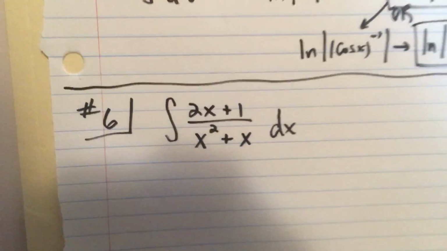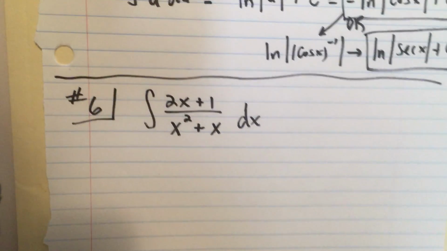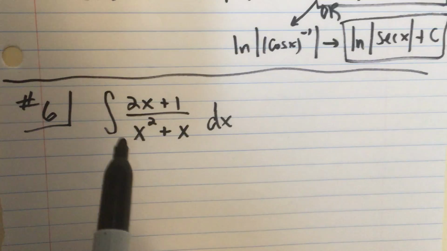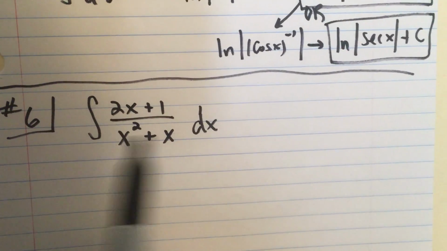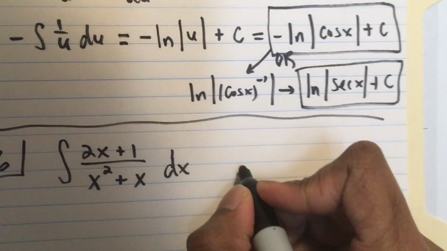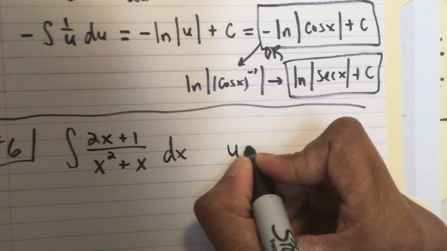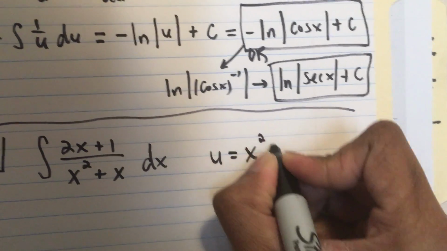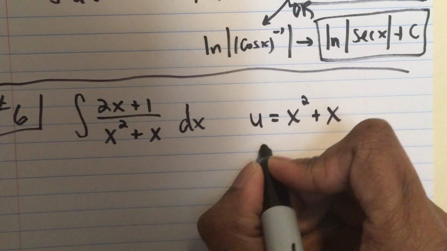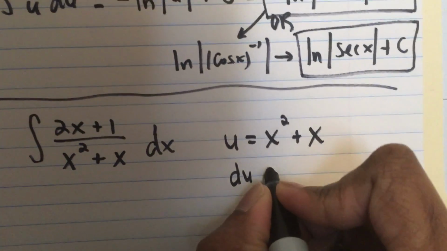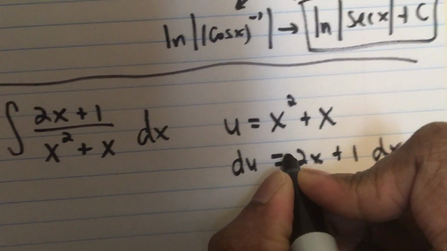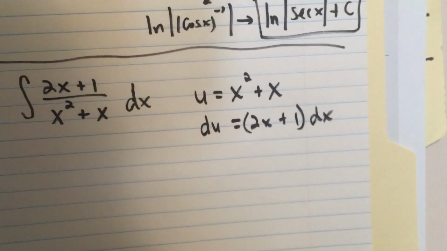All right, the last problem. Number 6, we have the integral of 2x plus 1 divided by x squared plus x dx. I am going to use x squared plus x as my u. Notice that when I take the derivative du, we get 2x plus 1, then dx.